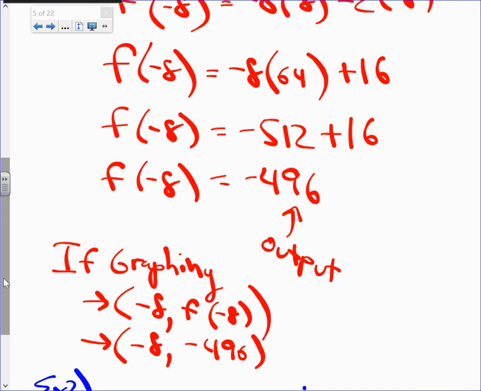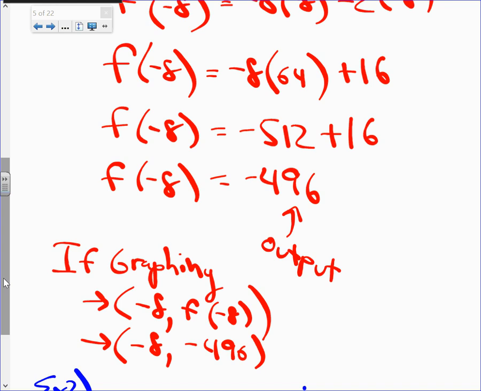That's the transition I'm trying to get you to see at this point in Math 3. Input, output really means -8, -496. These mean the same thing. The function at -8 is -496. That's if we're graphing those points, applying them on the x and y axis.